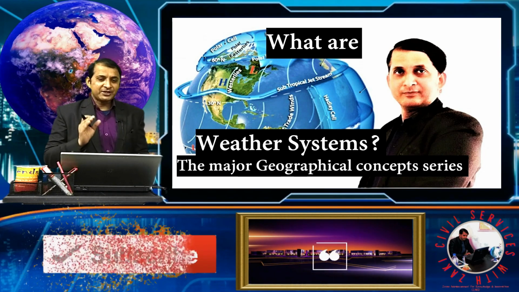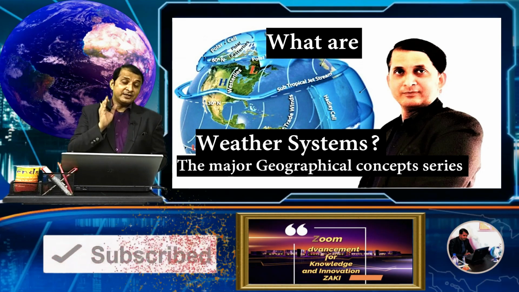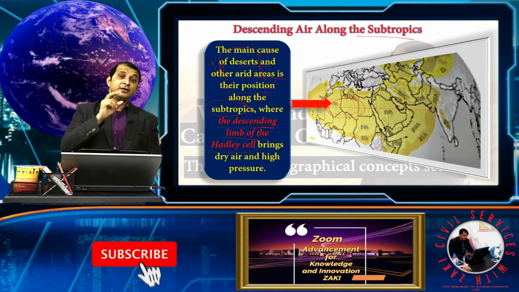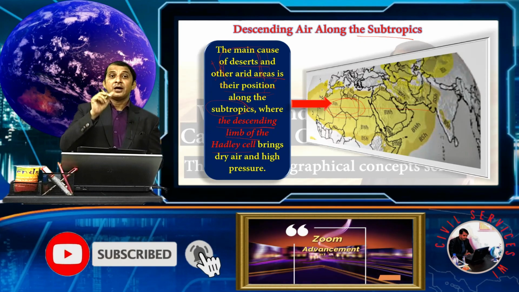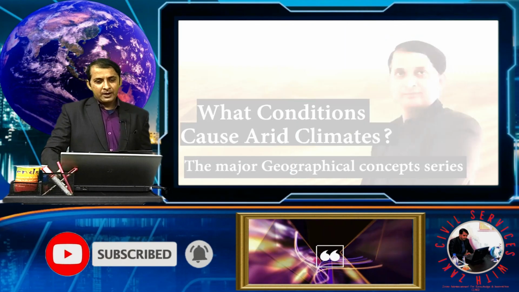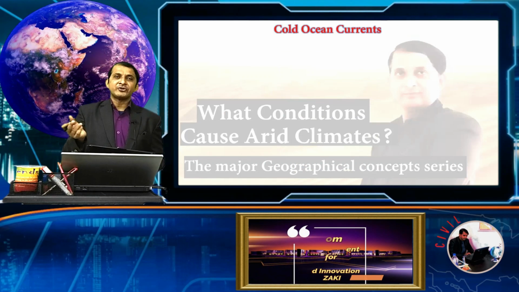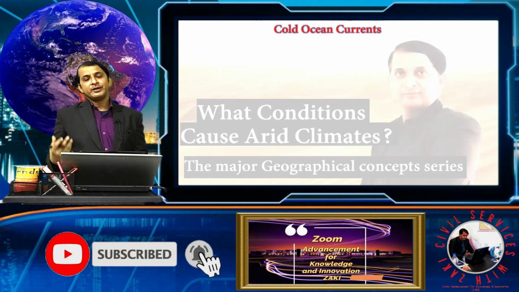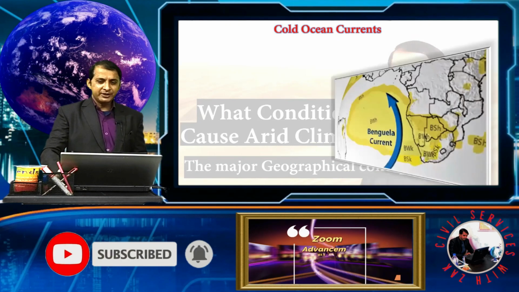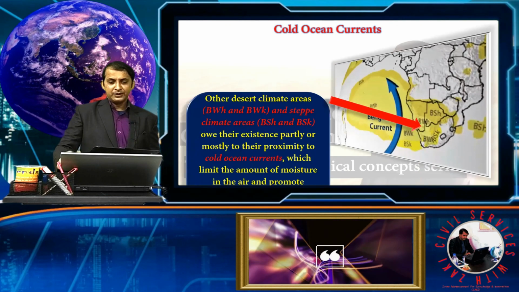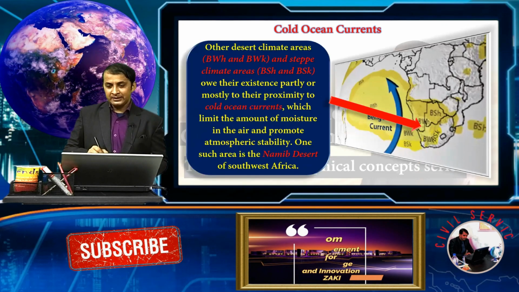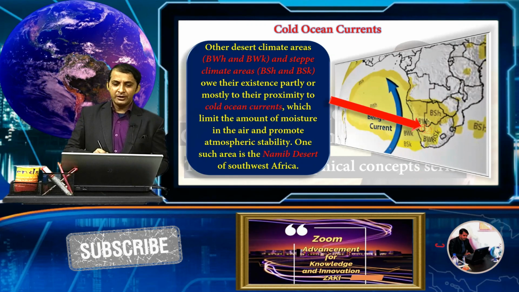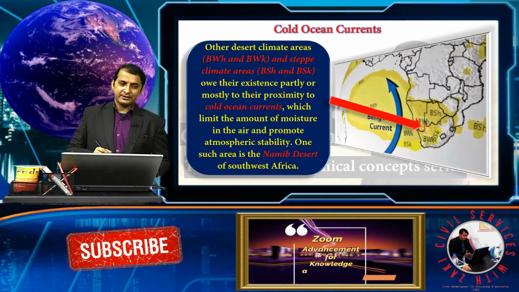So the first condition is that these hot deserts are basically found on the subtropical high pressure belt. Another is cold ocean current. Cold ocean current also plays a great role in the formation of the desert. So see here, this type of desert is due to the cold ocean current.